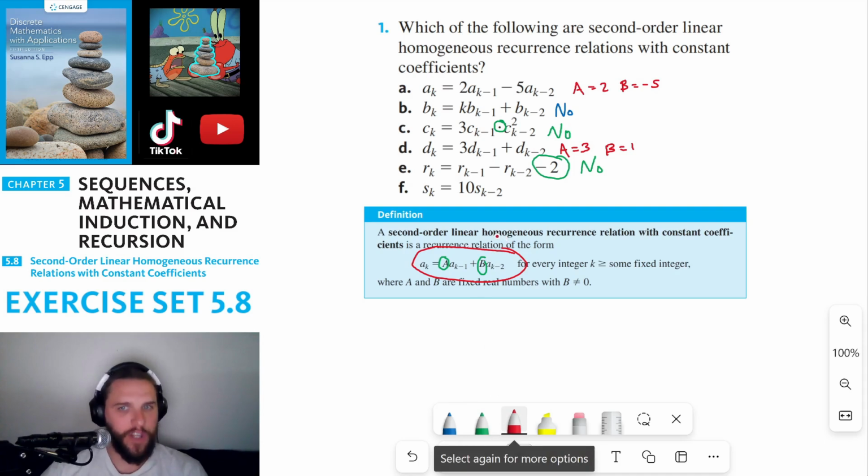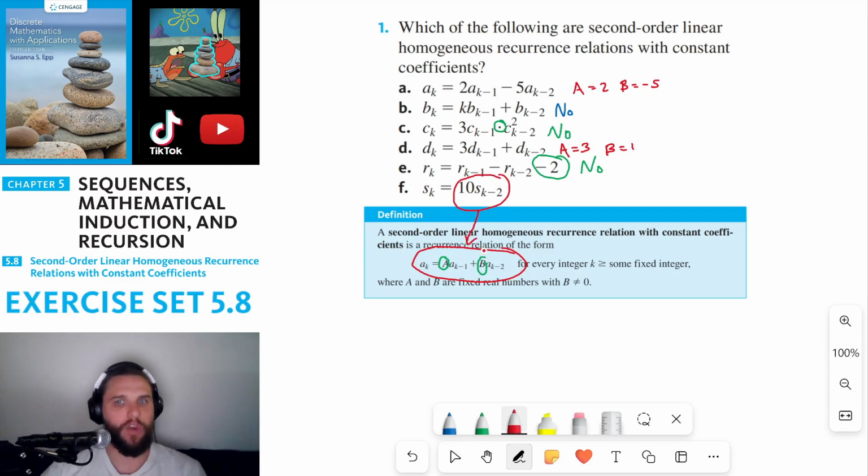Part F is really tricky because if you notice, there's only one term here. But if you look at the definition of the second-order linear homogeneous recurrence relations with constant coefficients, there are two terms. The key, though, is that even though there are two terms in this definition, A is allowed to be 0. There's no issue with A being 0. There is an issue with B being equal to 0. B cannot be equal to 0 according to this definition, but A can equal 0. So what we can do is we can say for part F that A equals 0 and B equals 10. This satisfies the definition of a second-order linear homogeneous recurrence relation with constant coefficients.